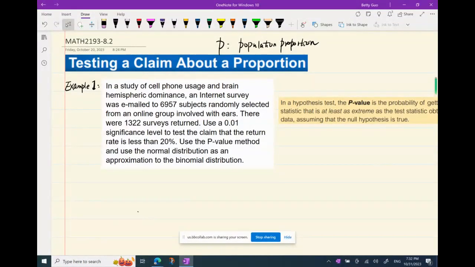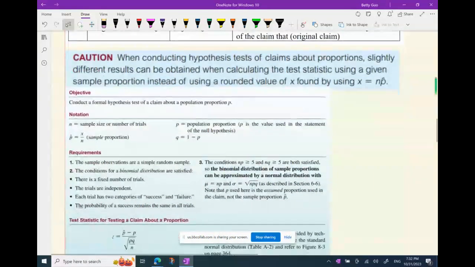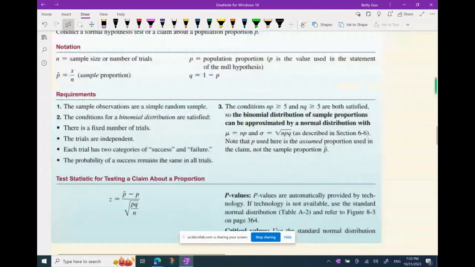So the procedure to test the claim regarding population proportion is called the normal approximation method. Some requirements must be satisfied before we actually apply the method. Let's look at the requirements right here. Technically, every time before you apply the procedure, we have to go through those requirements and make sure they are met. We have the following 3 requirements.